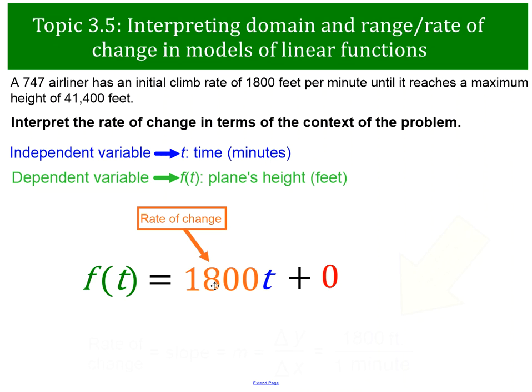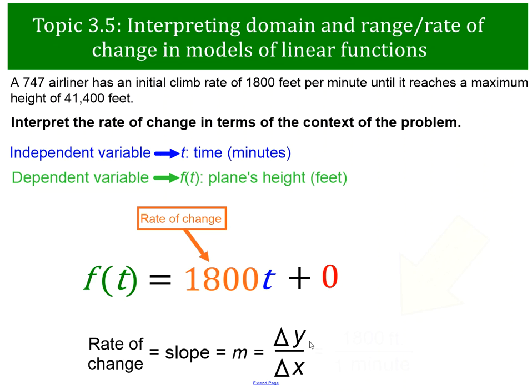So this is a linear function. It's in slope-intercept form. It has a slope. It has a y-intercept. So 1,800 is the number we're dealing with, and we're trying to interpret that 1,800. What does it mean? So the rate of change, that's the slope. And if you remember, the slope, or m, is just simply the change in y over change in x.